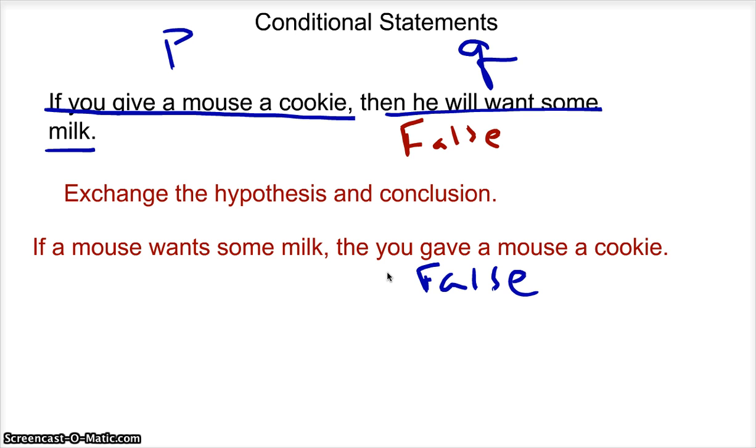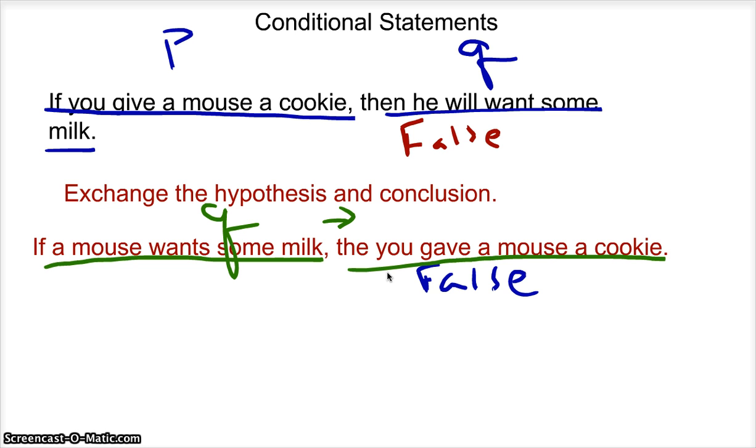And in this statement, the hypothesis, which is this part, let's just say then you gave a mouse a cookie, it switched from up here. So notice it's Q, then P. Okay.